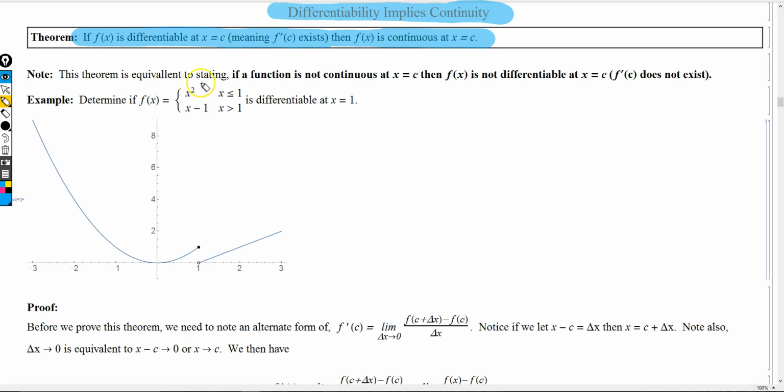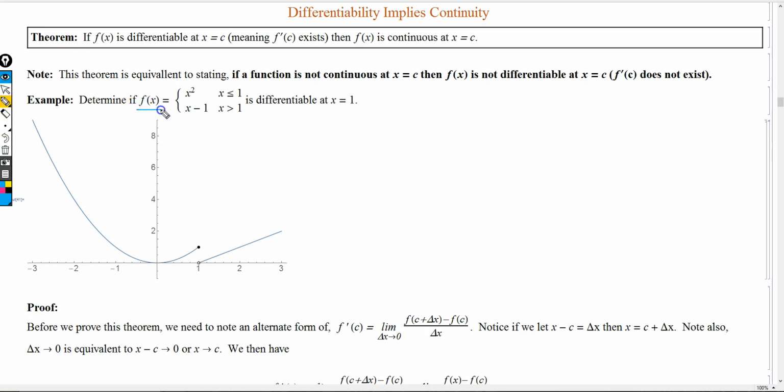Now, an equivalent way of stating this theorem is to say if a function is not continuous at x equaling c, then f of x is not differentiable at x equaling c. Well, that makes sense because the original theorem says if a function is differentiable, then it must be continuous. So if it's not continuous, then it couldn't have been differentiable. And that's what this alternate statement says. So let's look at an example, and then we'll prove this theorem eventually.